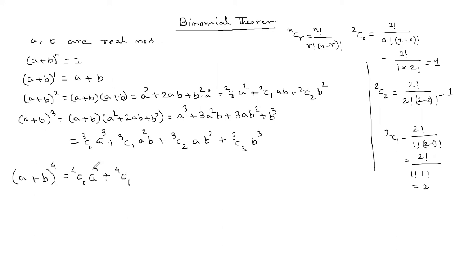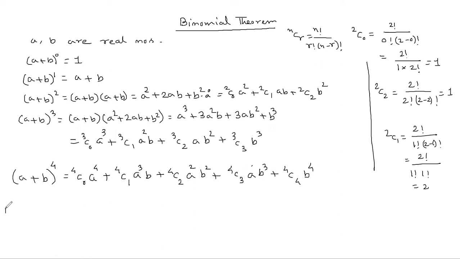The power of a is decreased by 1, that is a^3, and the power of b is increased by 1, that is b. Then 4C2, then a^2 (decreased by 1), and b is increased by 1, that is b^2, plus 4C3 a b^3 plus 4C4 b^4. This is the expansion. Similarly, you can write any expansion. So that is how we generalize the statement.